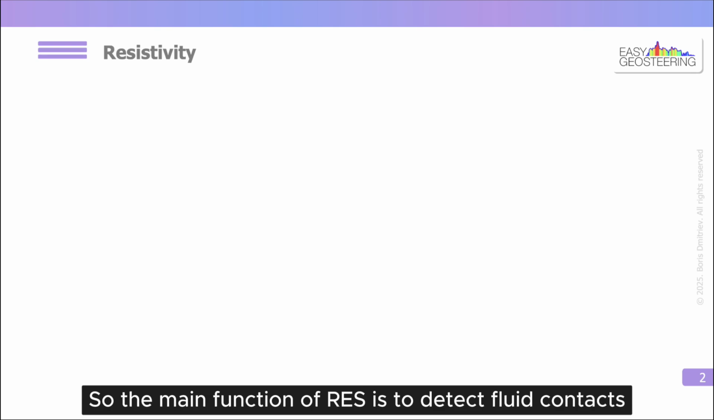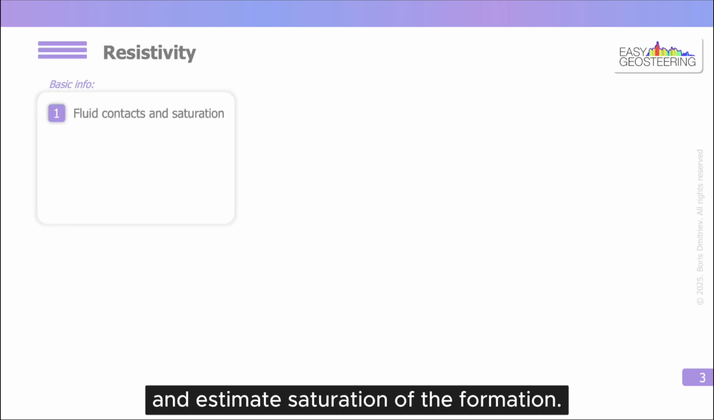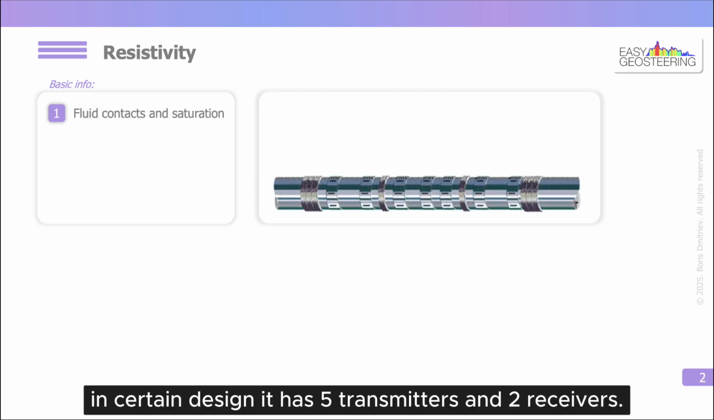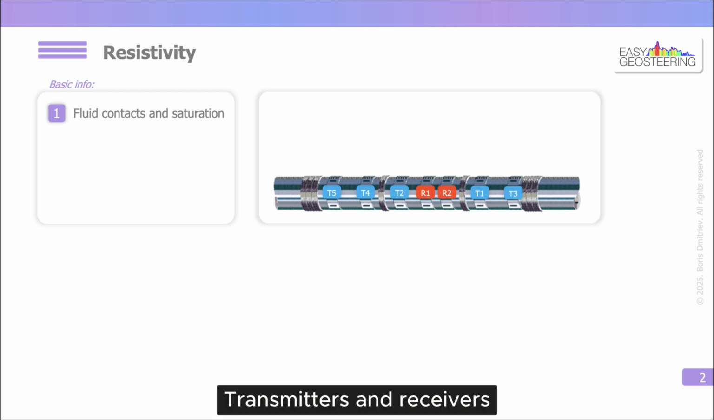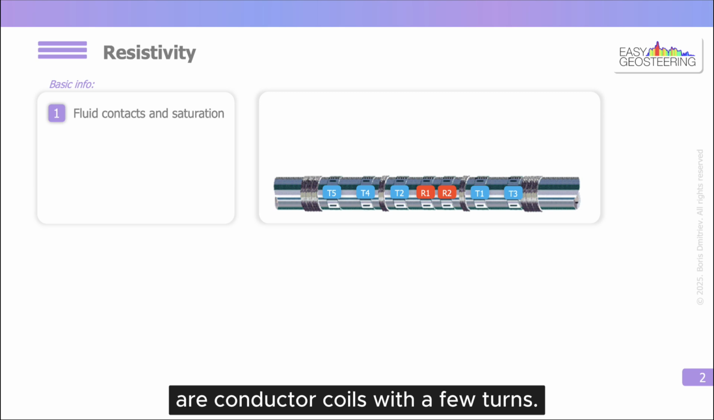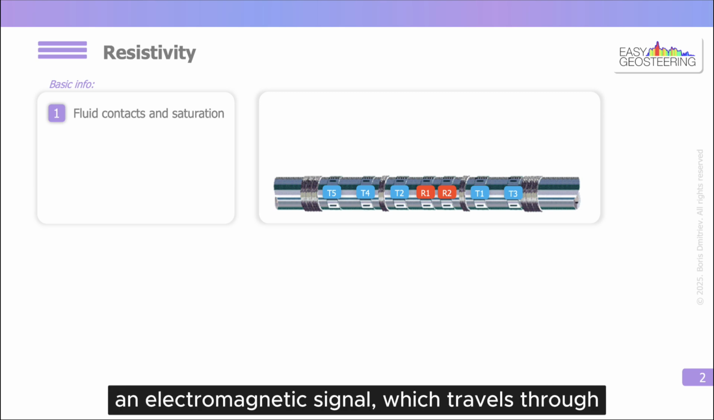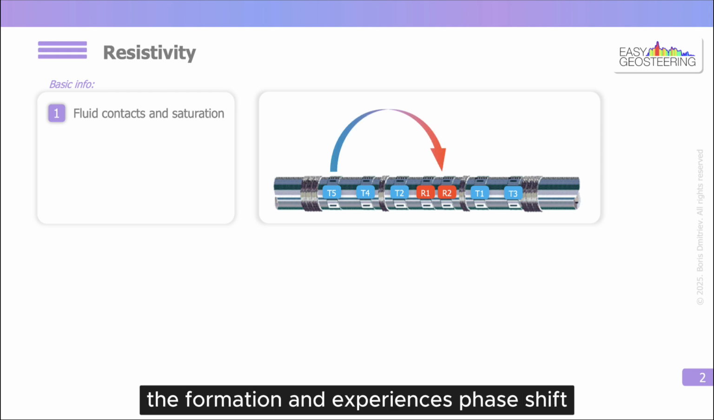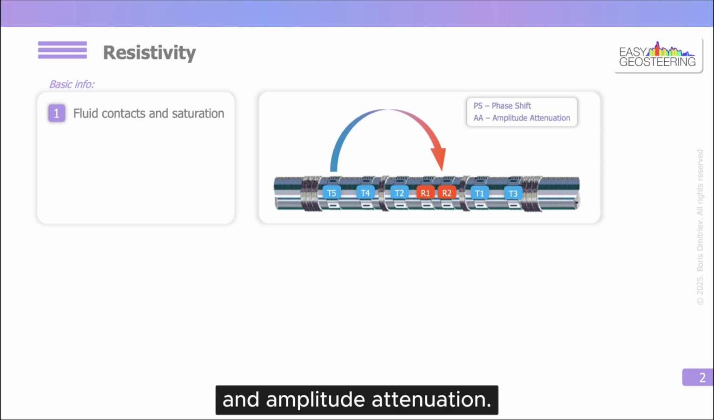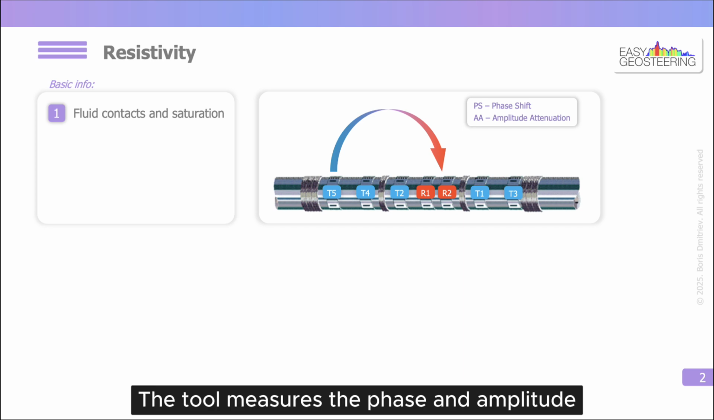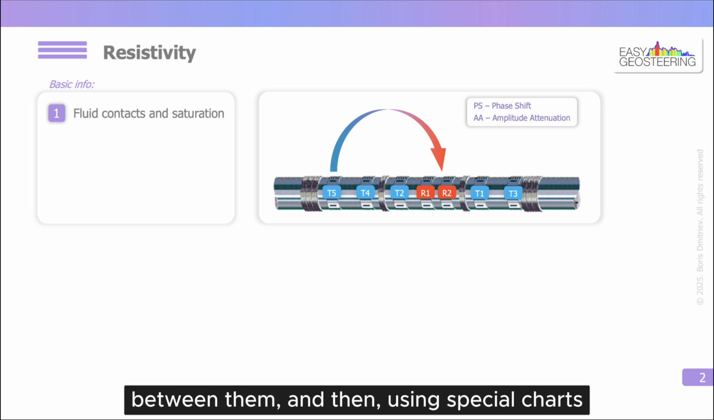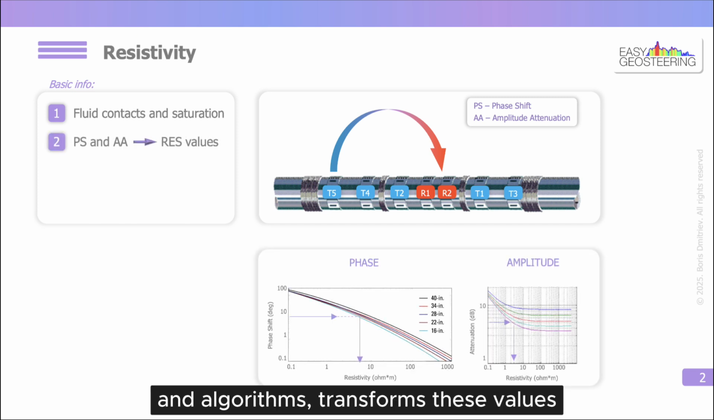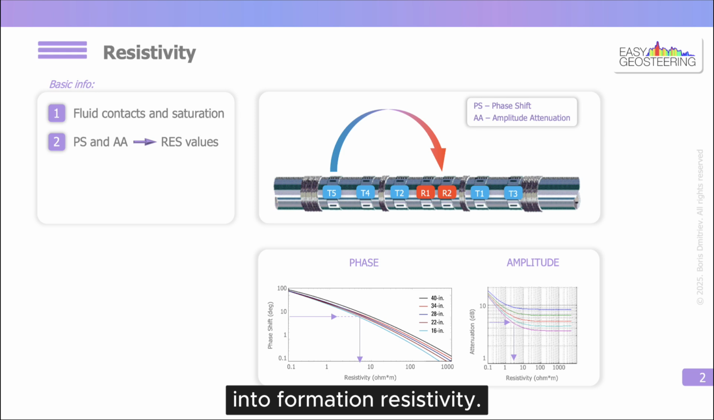So, the main function of resistivity is to detect fluid contacts and estimate saturation of the formation. Let's take a look at the sketch of a resistivity tool. In a certain design it has 5 transmitters and 2 receivers. How does it work? Transmitters and receivers are conductor coils with a few turns. One after another, each transmitter generates an electromagnetic signal which travels through the formation and experiences phase shift and amplitude attenuation. The tool measures the phase and amplitude at receiver 1 and receiver 2, calculates the difference between them, and then, using special charts and algorithms, transforms these values into formation resistivity.